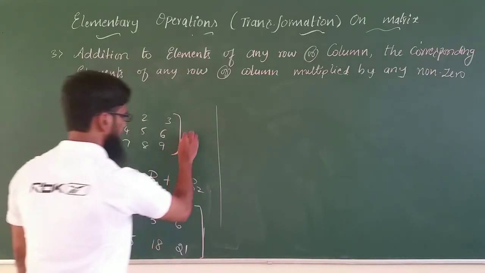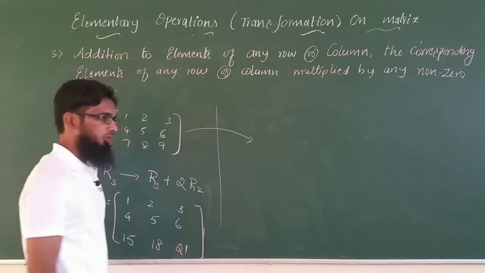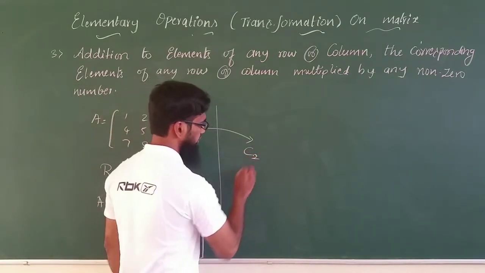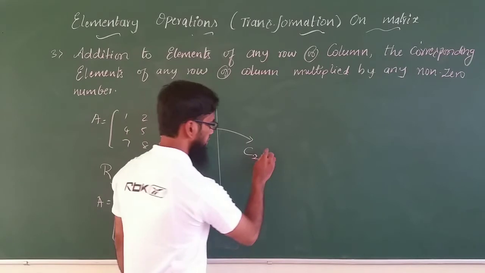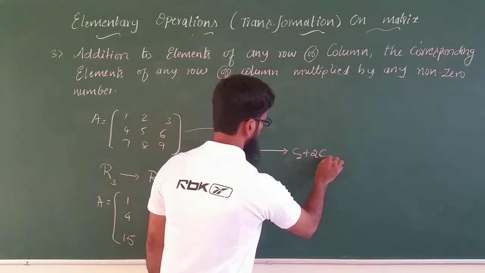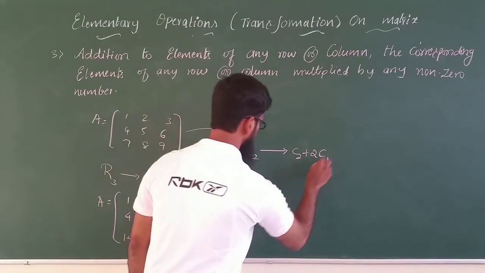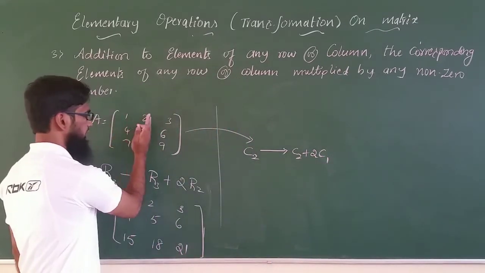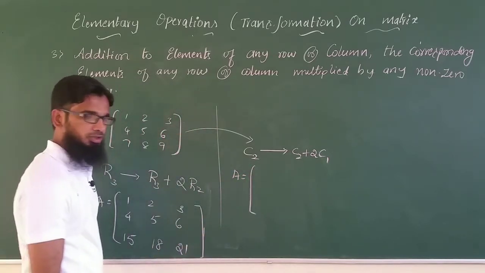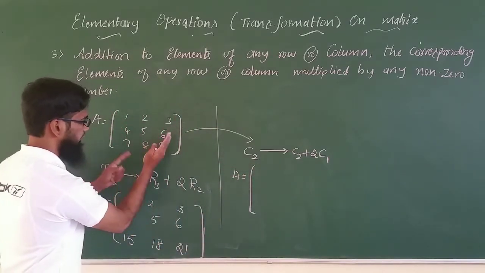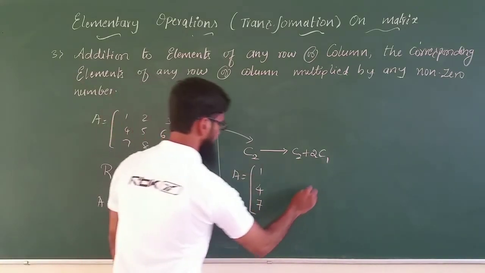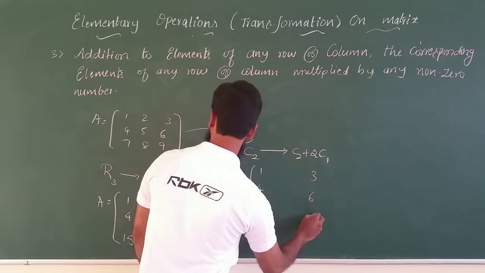Similarly, if I take the same matrix and want to apply the column operations, suppose I want to change the C2 elements. I can write it like this: C2 changes to C2 plus 2C1. This is the 2C1. Now we know that this is C1, C2, C3, the matrix A becomes, since we are changing the elements of C2, first I will write C1 and C2 as they are, that is 1, 4, 7, and C3 remains as it is, 3, 6, 9.